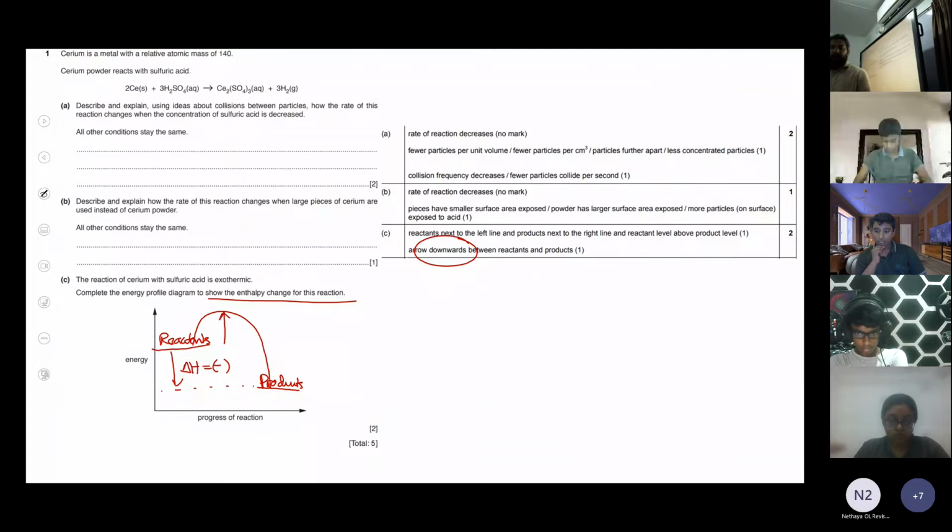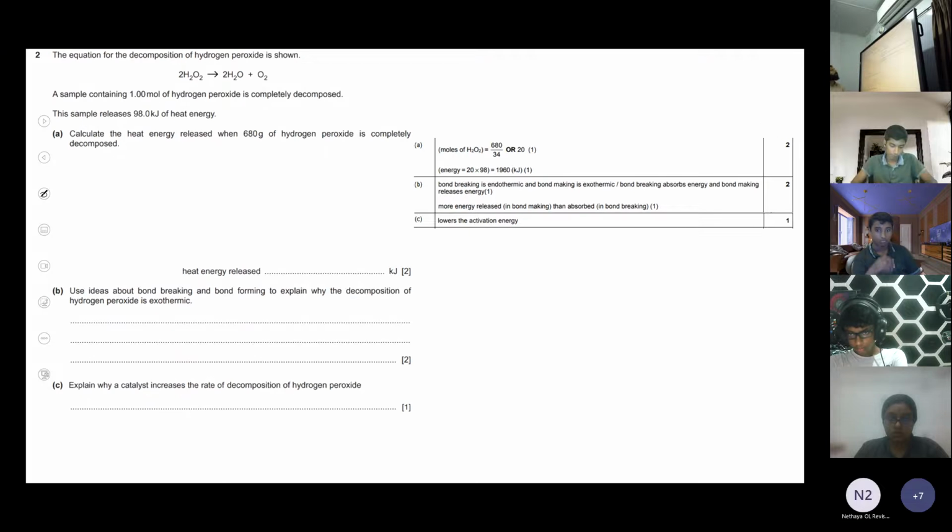Sir, so in that one, the activation energy is from the reactants to the transition state, right? It's not only that one. Nithila, in any situation, reactants to transition state. Okay. In any graph, reactant to transition state is the activation energy. Is this correct? Did you get the marks? Yeah. Okay. Right. Next one.